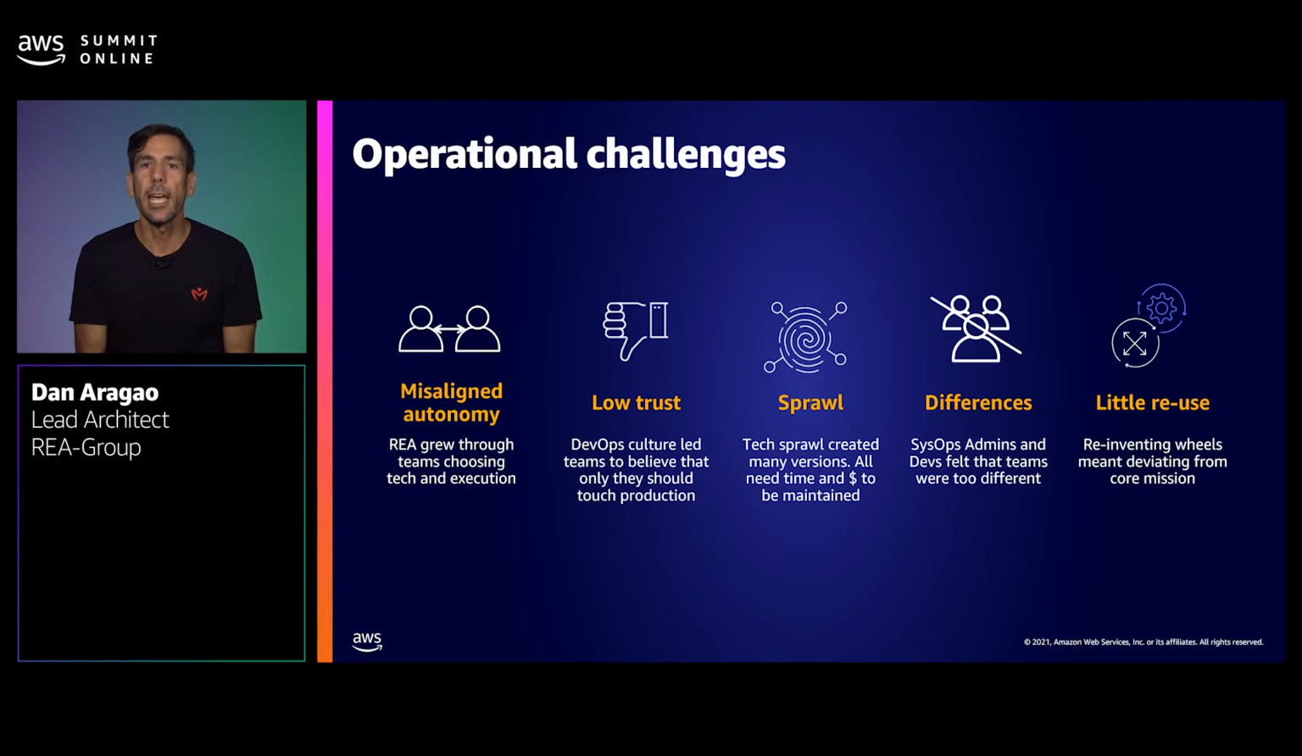Another situation that came from that misaligned autonomy was the sprawl of technologies. We have everything under the sun, ranging from CloudFormation to Ansible to Terraform, homegrown solutions, CDK. And what that causes is not just a lot of time being used to maintain these solutions, but also a lot of cognitive overload for SysOps admins because they need to know all of the different ways of maintaining different systems for different teams, which creates little reuse.